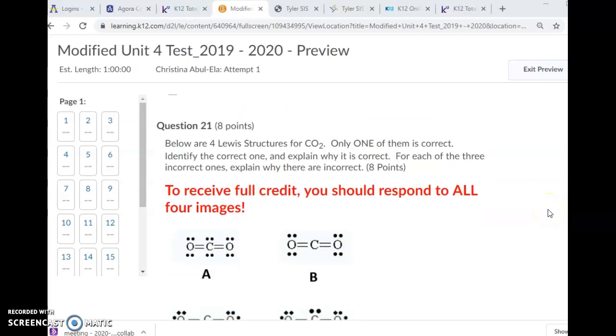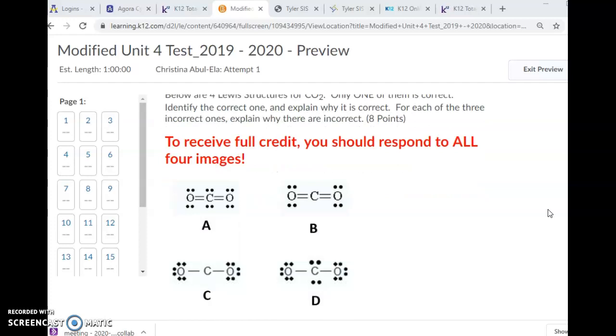Question 21. Below are 4 Lewis structures for carbon dioxide, CO2. Only one of them is correct. Identify the correct one and explain why it is correct. For each of the 3 incorrect ones, explain why they are incorrect. It's 8 points total. To receive full credit, you should respond to all 4 images. And there's the 4 images. Again, pause the recording so you can write that open-ended question.